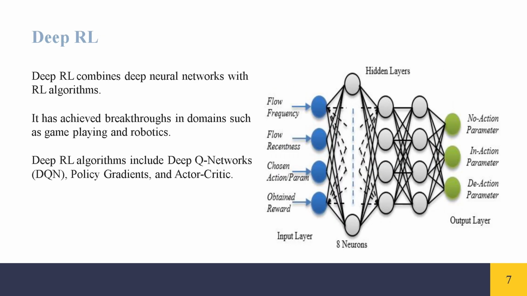Deep RL combines deep neural networks with RL algorithms. It has achieved breakthroughs in domains such as game playing and robotics. Deep RL algorithms include deep Q networks, DQN, policy gradients, and actor-critic.